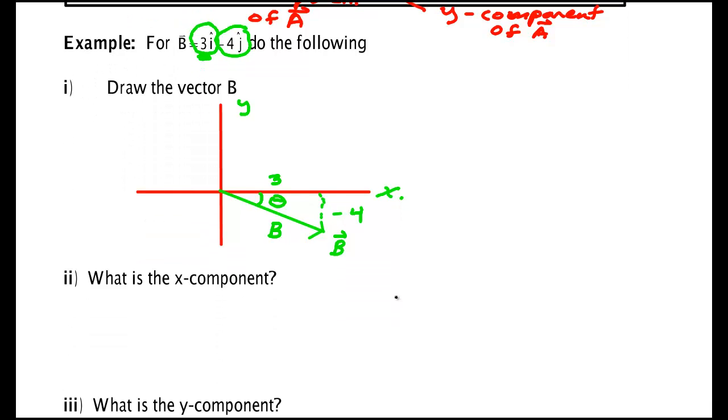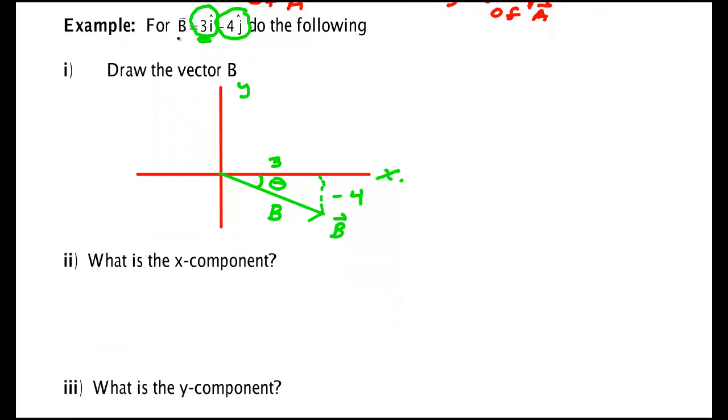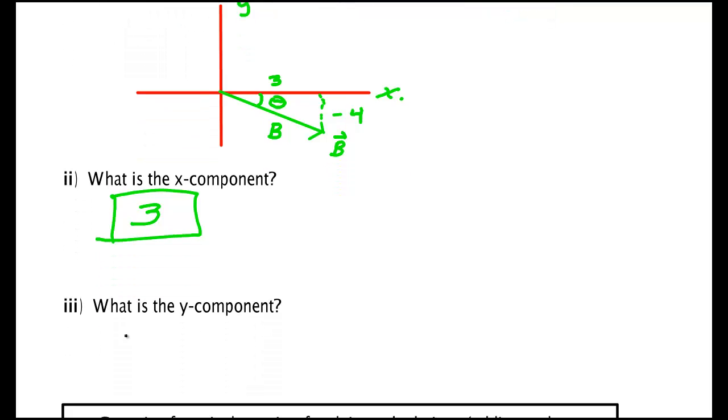Now I'd ask some other questions you could be asked. You could be asked, what is the x component? That's easy. It's the number right in front of i hat. So that's the answer, 3. And you could be asked, what is the y component? That's easy to read too. It's minus 4. It's the value just in front of j hat.